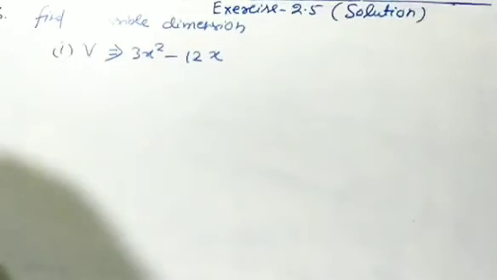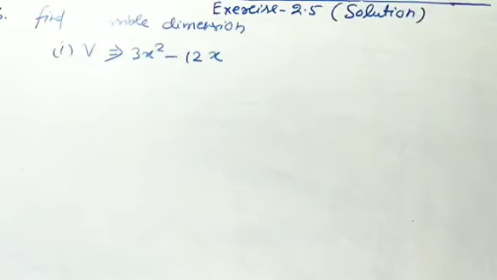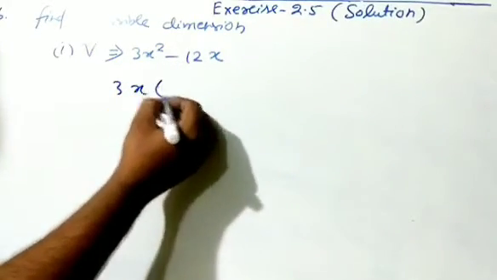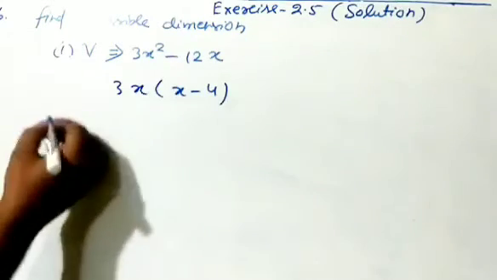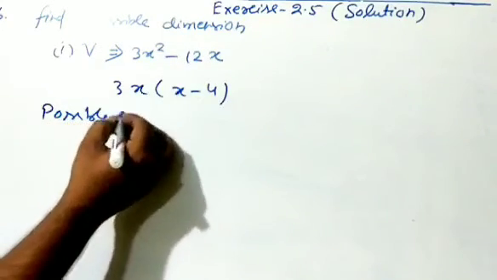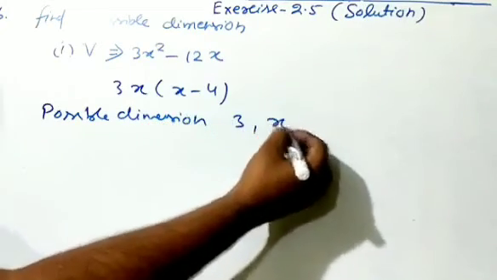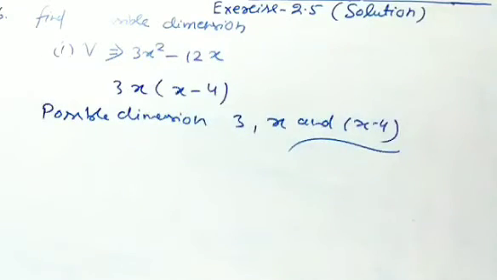In the next and last question, find the possible dimensions. They have given the volume 3x square minus 12x. So what we can do here is take common. If we take 3x as common, the remaining section is x minus 4. So the possible dimensions will be 3, x and x minus 4. And these will be the dimensions.